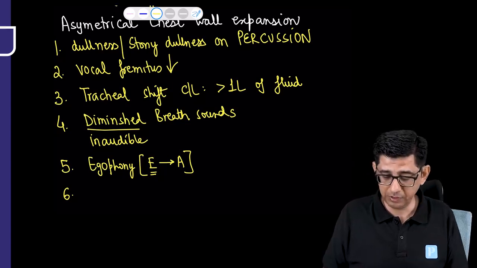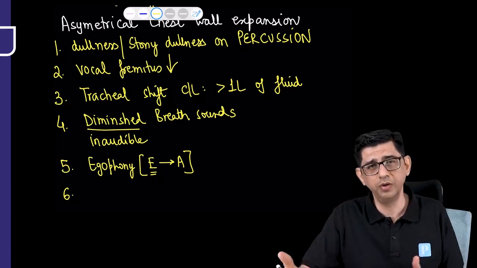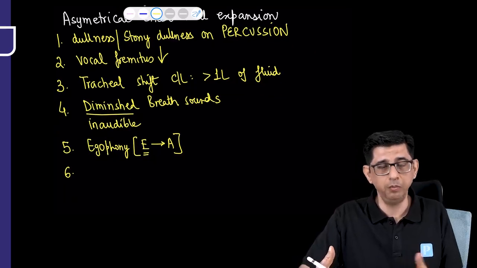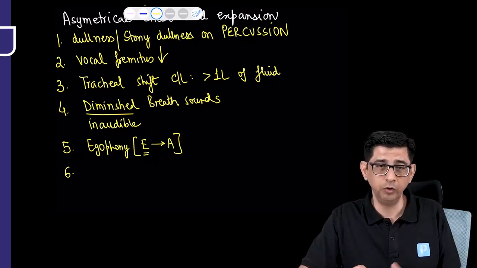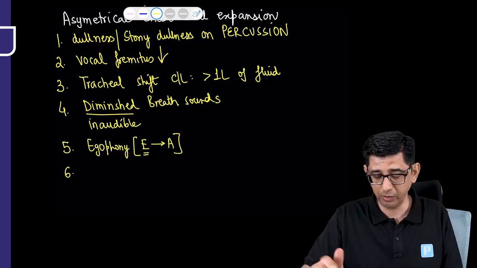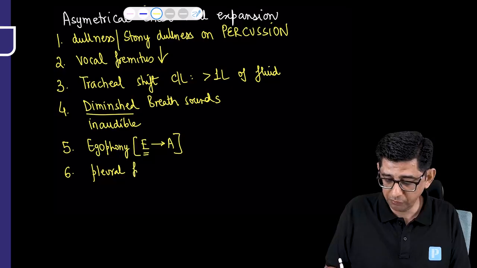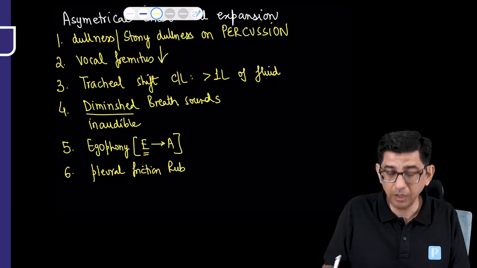Having said that, egophony is obviously an important part, but this point number 5, I would say, may or may not be given in a question, and you would still be in a dilemma. Okay, what is it trying to say? Then another feature that might come to your rescue is the pleural friction rub, though the pleural friction rub would be seen in the early part of the disease.